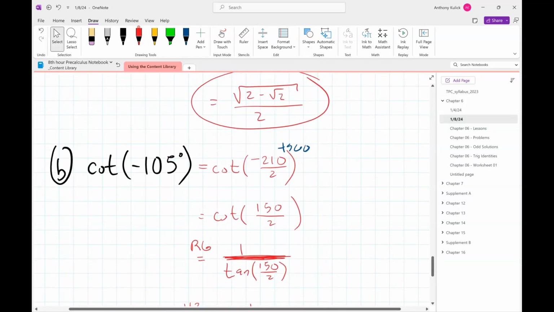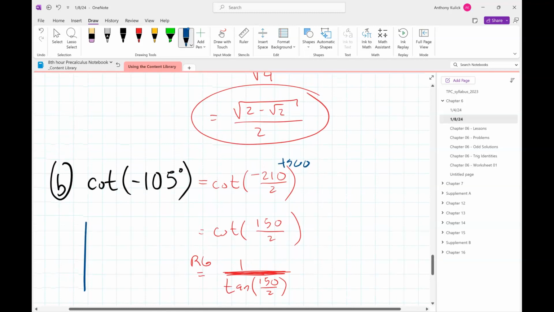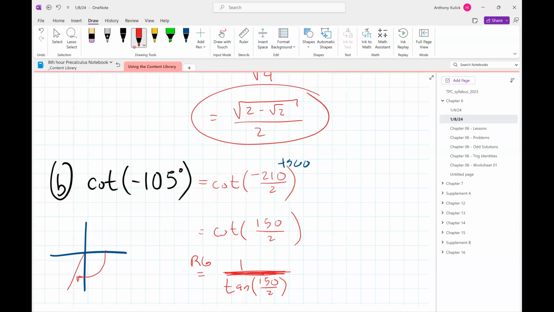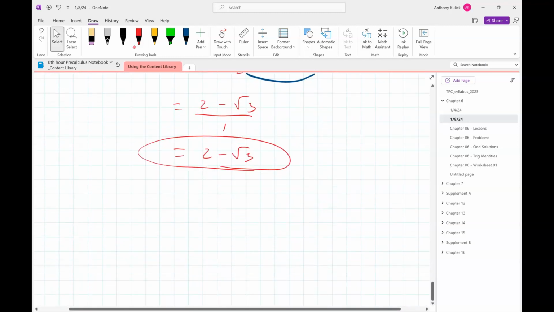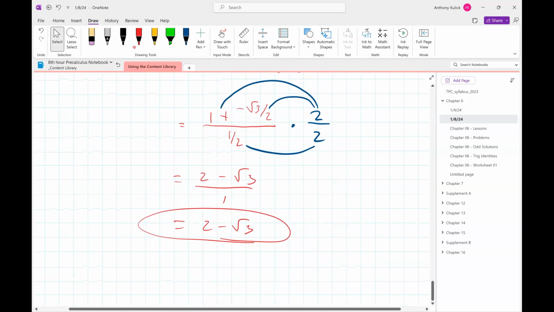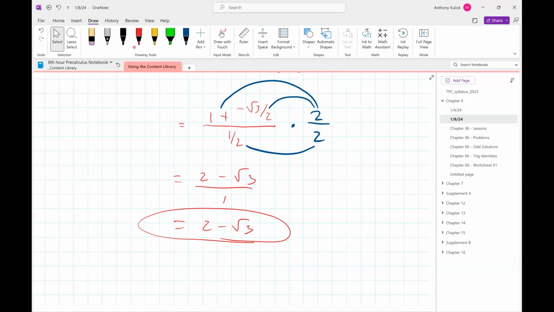Just as an aside to check, negative 105 would be over here in quadrant 3. And tangent should be positive in quadrant 3. The square root of 3 is less than the square root of 4. So it's definitely less than 2. So 2 minus something less than 2 is positive. You would also type in your calculator to see. Absolutely. What do you guys think?